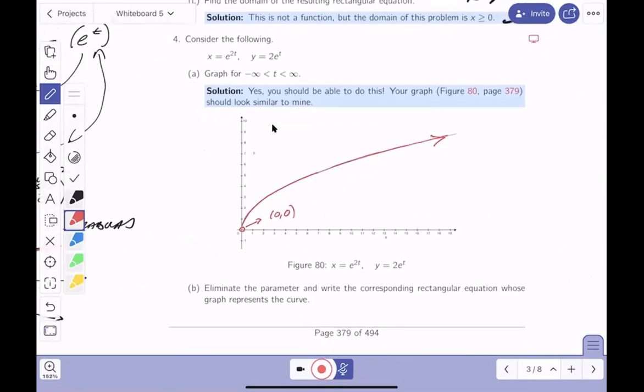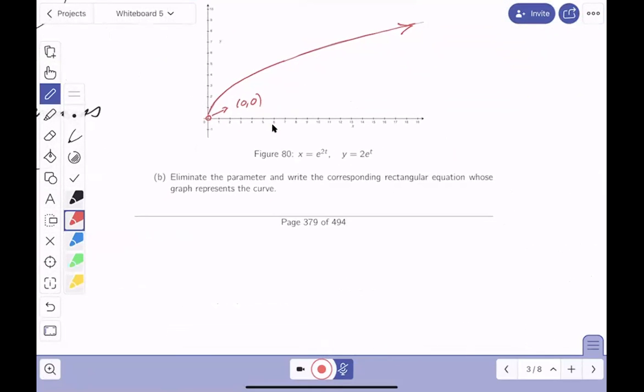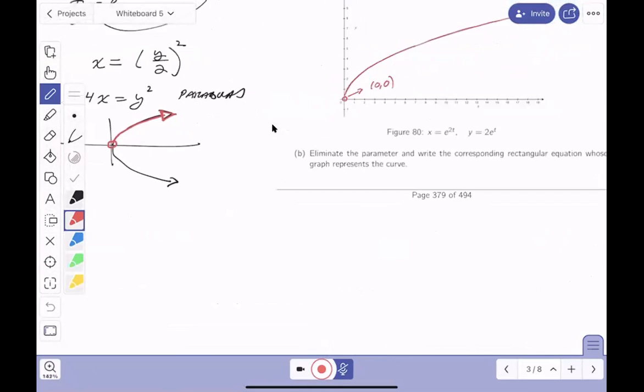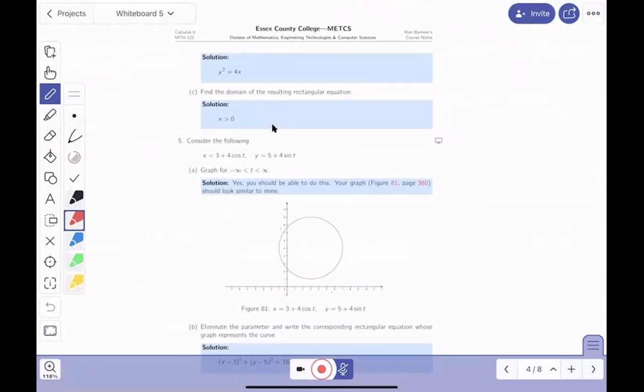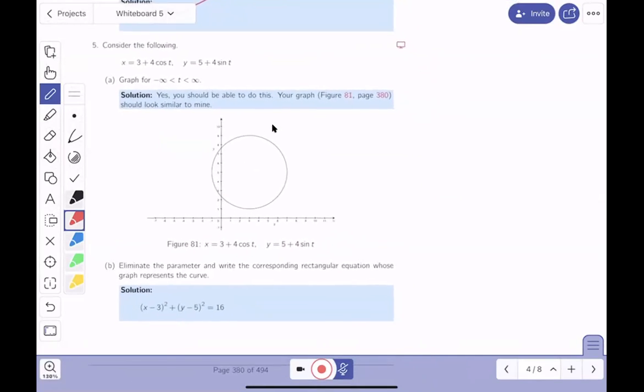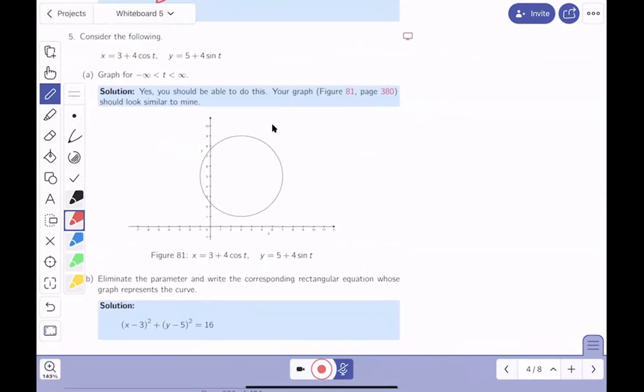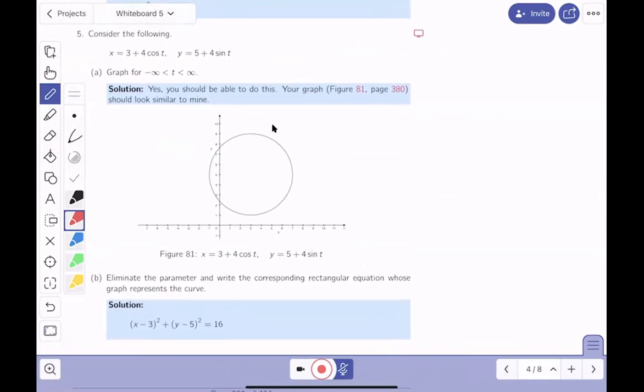It was more complicated. Next is eliminate the parameter. When I eliminate the parameter, what I find is 4x equals y squared. Let's go to that. I'm seeing that right over here. And then the domain of it, well, x is greater than 0. Pretty simple. All right, let's do number 5, a little more complicated. But again, it's really the same things we got in Math 119. I mean, it's 120, I mean.